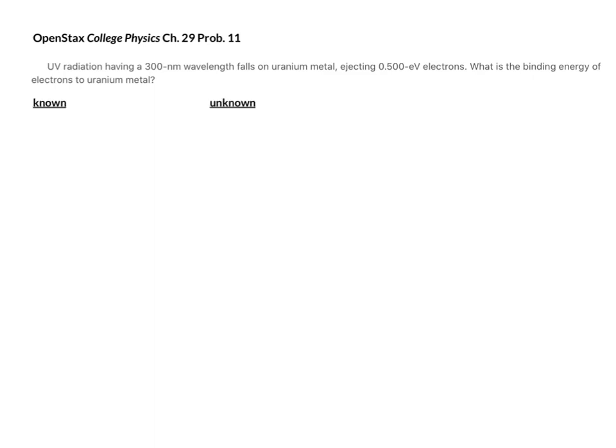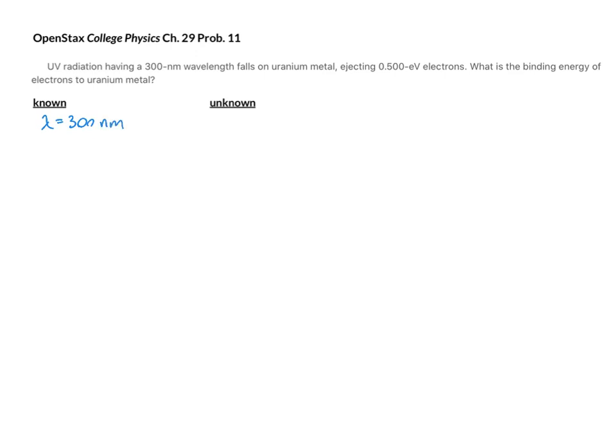So let's start writing out our knowns and unknowns. We're dealing with UV radiation, which is an electromagnetic wave. It's light, so the particles that we're dealing with are photons. The photons are striking uranium metal, and the wavelength of the photons is 300 nanometers. So we have lambda is 300 nanometers.